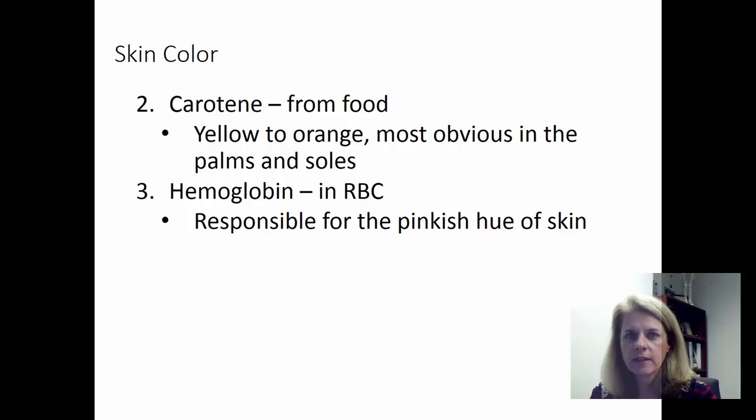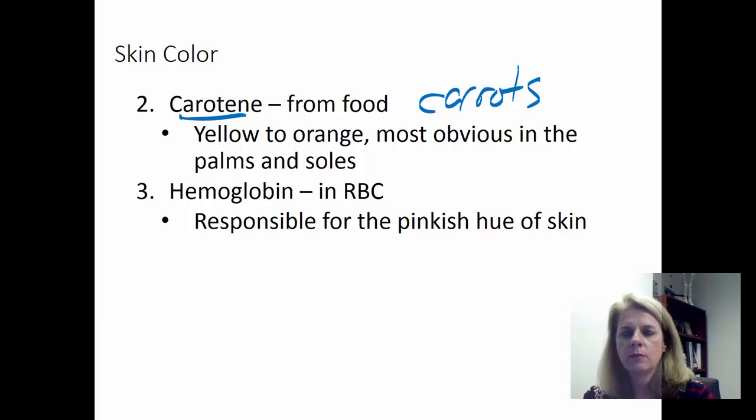We also get skin color from the foods that we eat. Keratin is from food, orangey yellow foods like carrots, okay? So carotene, so carrots, and pumpkins, and squash, and things like that. And so if you eat a lot of orange vegetables, it'll actually accumulate, and it'll accumulate really obviously in your palms and soles of your feet.